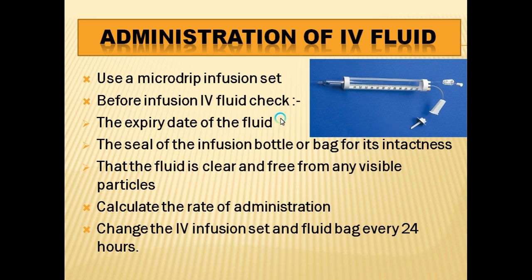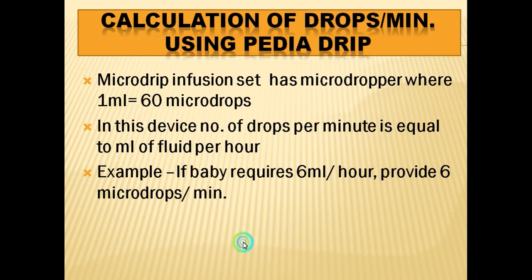So we have to be ultra sure, because we know that IV fluids are going directly into the vein, so we have to be 100% sure that no leak is there. Next, once we shake it and see it against the light, the fluid has to be clear and free from any visible particles. So that part you have to ensure, and then you have to calculate the rate of administration. I will be teaching you how to do that, and then we have to change the IV infusion set and bag every 24 hours, or as per the hospital policy.